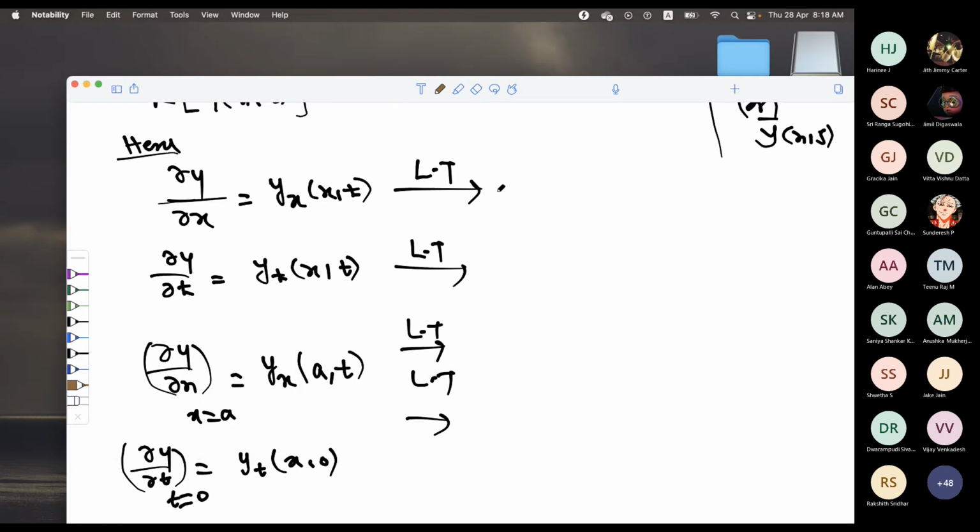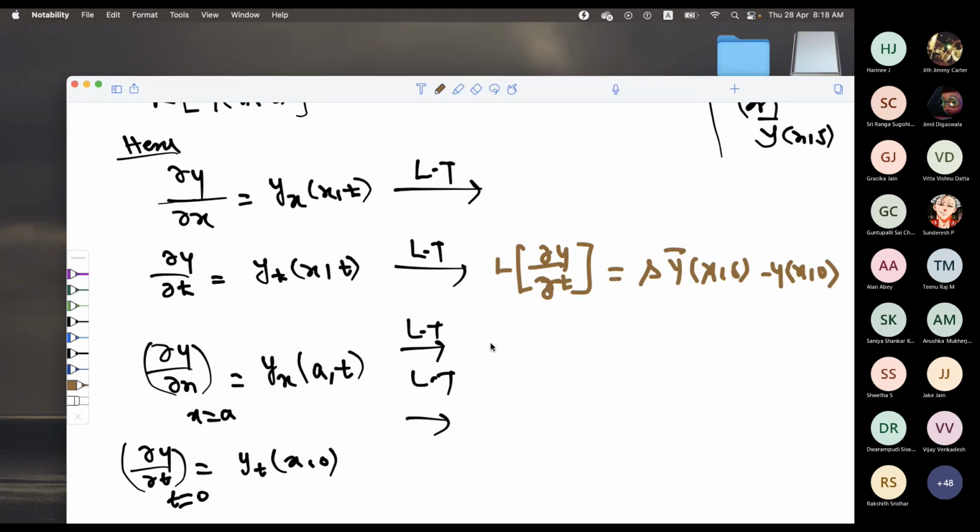So in the first case, we are going to have the Laplace transform of ∂y/∂t. If it is given with respect to t, this is our usual formula: s into y bar of (x, s) minus y of (x, 0). Okay, y of (x, 0).